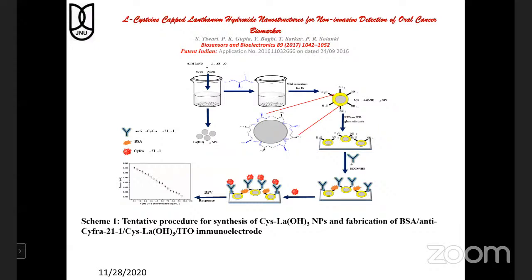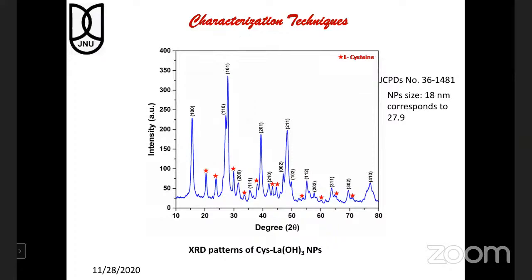As we first fabricate this electrode, we have to characterize all these nanomaterials with TEM, SEM, XRD, and electrochemical techniques. In this case, first we have used the XRD. This is showing the XRD results of lanthanum hydroxide nanoparticles.